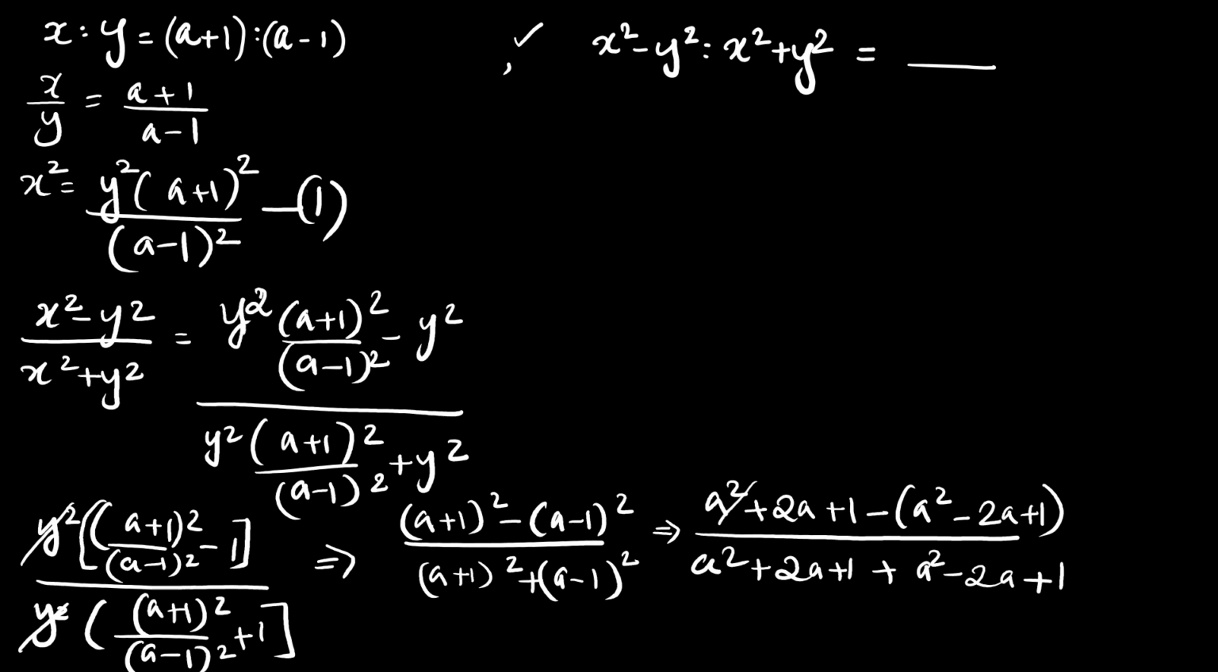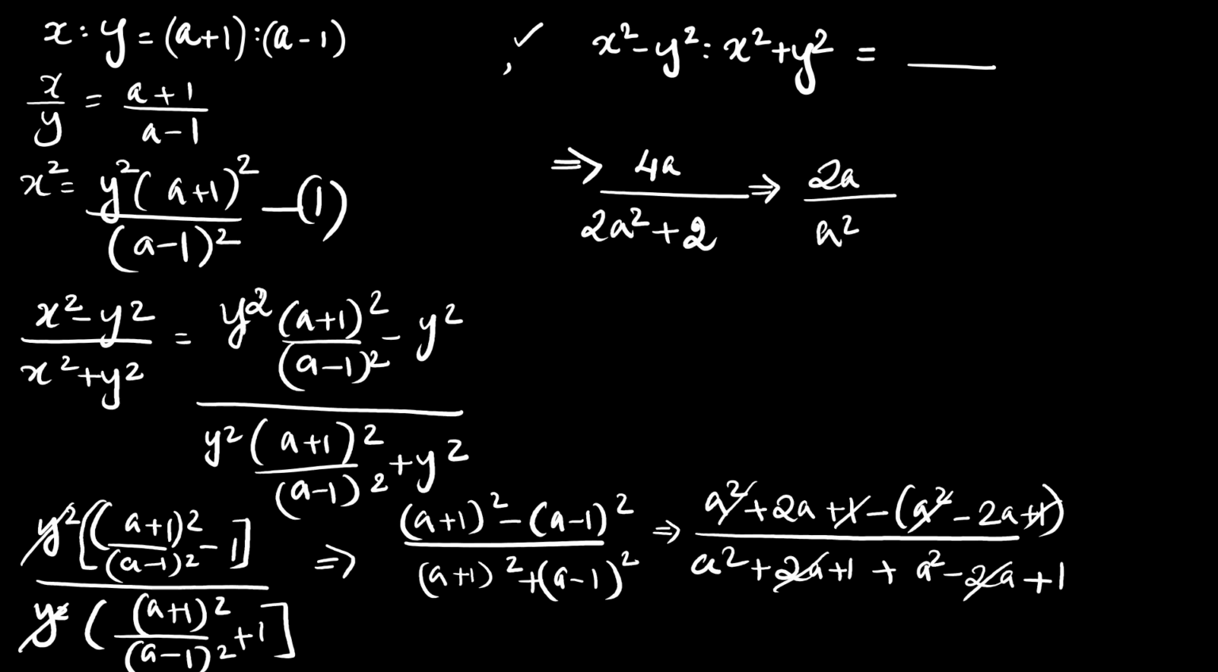Here a square got cancelled, 1 and minus 1 got cancelled. In the denominator 2a and minus 2a got cancelled. So we get, I will write it here, that is 4a divided by 2a square plus 2, that is equal to 2a divided by a square plus 1. So the final answer is 2a is to a square plus 1. This is the final answer.